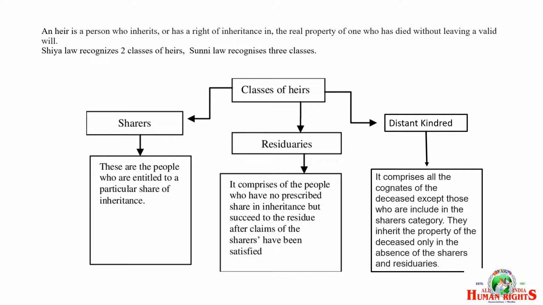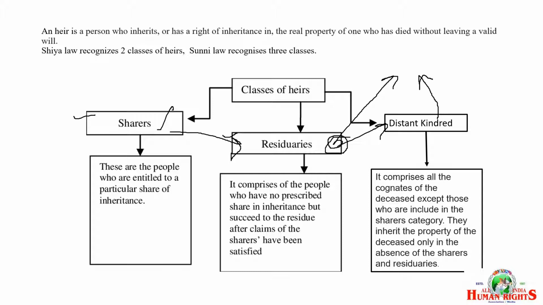Moving on, there are classes of heirs. Shia law recognizes two classes of heirs, that is the sharers and the residuaries. And if even after this stage there is some property remaining, then it will go to the government, that is estate. However, the Sunni law recognizes all three categories. First the property will go to the sharers, if it remains it will go to the residuaries, and even after that if there is some property remaining it will go to the distant kindred, and even after that if there is some property it will go to the government.